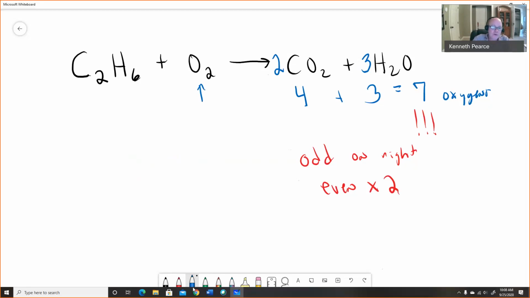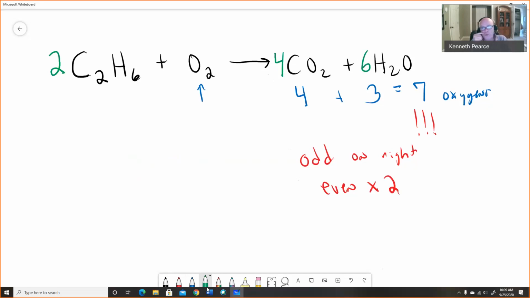So we say, well, you know what? I'm going to multiply that C2H6. Well, that's times 2. Now we're trying to get an even number of oxygen so we can balance it. So let's skip over the oxygen, and we look at the CO2. Let's go ahead and multiply that times 2. So that becomes 4. And let's multiply that 3 in front of the H2O times 2, and that becomes 6.